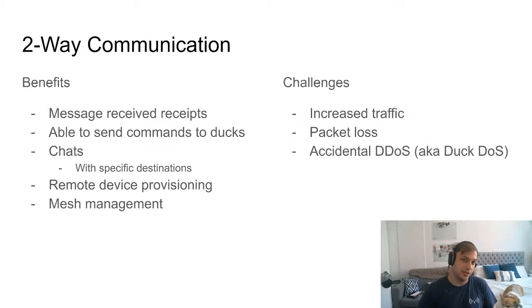Increased traffic: we're sending more messages than we would if we were one way. Another is packet loss. Since there's more traffic, there could potentially be more collisions in the air. That means two radio waves transmitting on the same frequency collide with each other, which ends up destroying or corrupting the packet, and when we have a corrupted packet, we end up tossing it out. Also, if we don't program it properly, and a duck thinks, hey, I didn't get a message, and it constantly tries to resend the message, we could end up DDoSing the network with an incredible amount of increased traffic, also known as the duck DoS. So that was a quick overview.